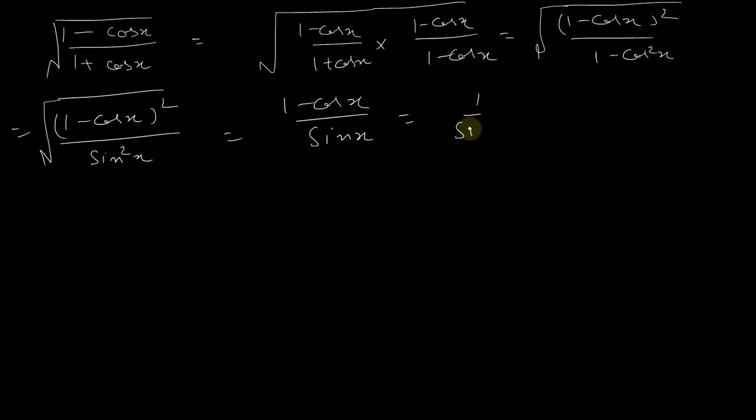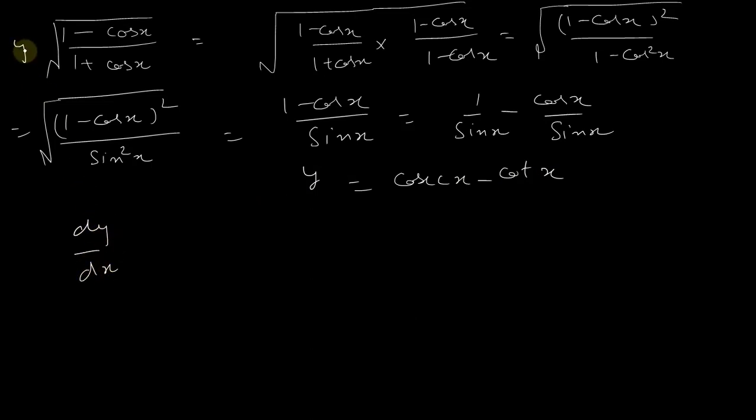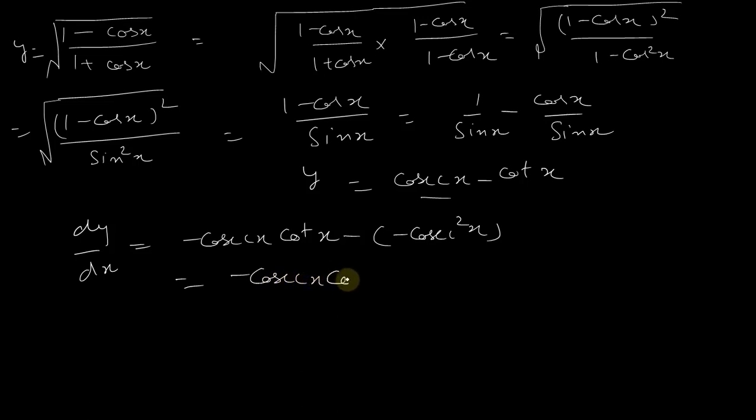So now it is 1 by sin x minus cos x by sin x. So it is cosecant x minus cot x. This is y. Now dy by dx is the derivative of cosecant x, which is minus cosecant x cot x, and the derivative of cot x is minus cosecant square x. So minus minus is positive: minus cosecant x cot x plus cosecant square x. So that is the answer of this question.